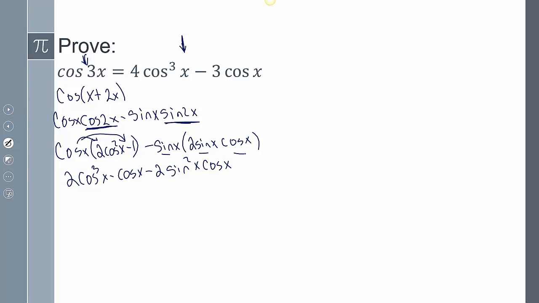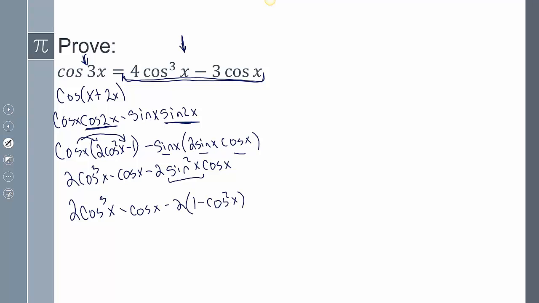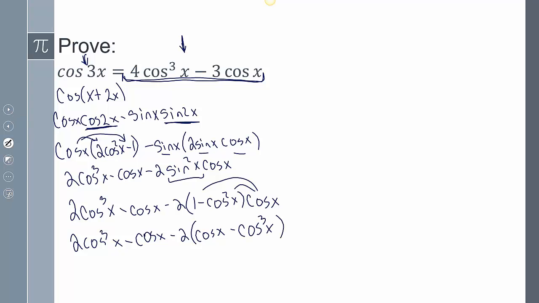Now, my answer here, this doesn't have any sine. So I have a sine here. I need to get rid of that. It's sine squared, so I know I have a Pythagorean identity, and so maybe I need to use that Pythagorean identity. So I'm going to have 2 cosine cubed x minus cosine x minus 2 times, and this would be 1 minus cosine squared x. And so now I can multiply that cosine through, and so I get 2 cosine cubed x minus cosine x minus 2 times cosine x minus cosine cubed x.